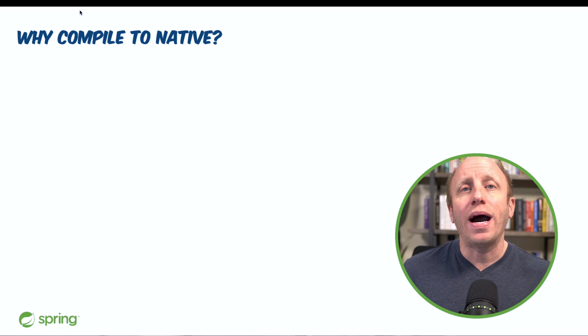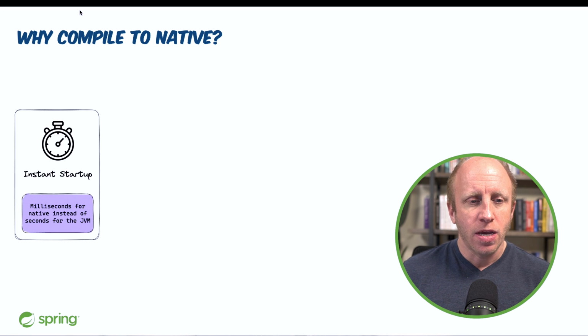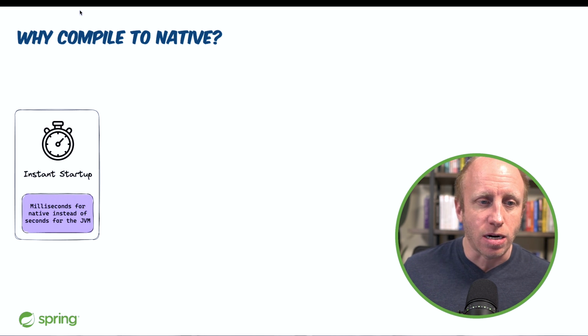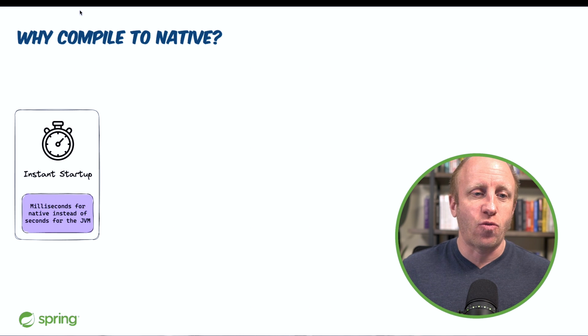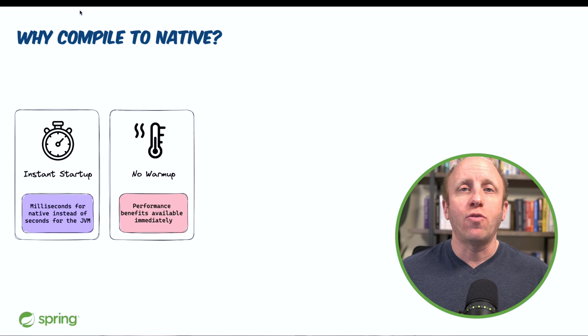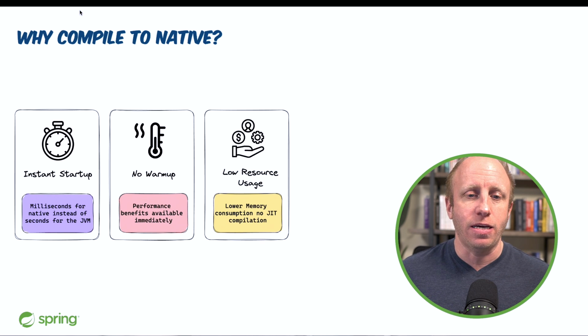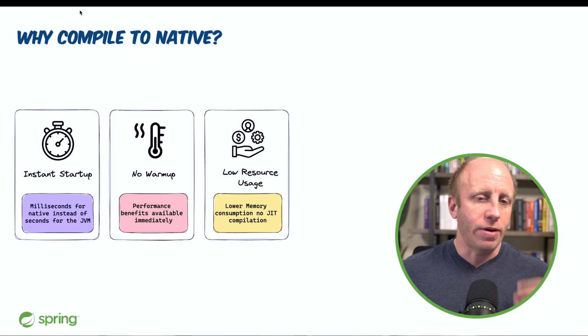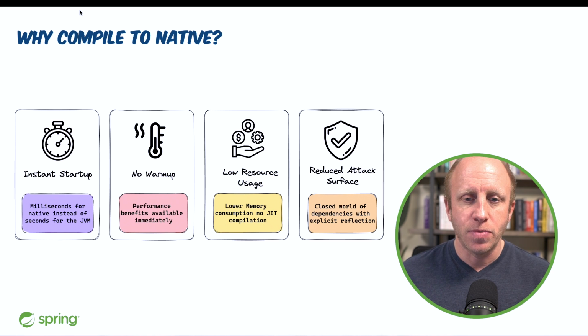Now I want to talk about why you might want to compile to native. The first is instant startup. We have milliseconds for a native image instead of seconds for having to warm up an execution environment that contains something like the JVM, right? Again, no warm up. We get those performance benefits immediately. We're also using lower resources, right? So lower memory consumption. There's no JIT compilation happening. We have this native executable.